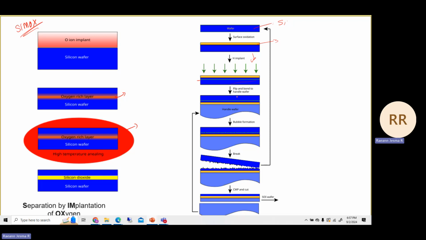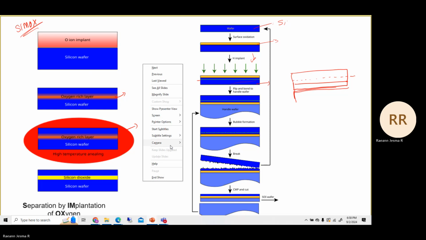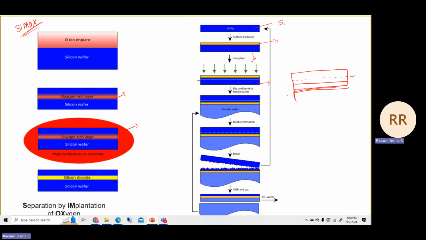Then we flip this wafer, so the thermal oxide layer comes at the bottom. Then we have this small region where we have the hydrogen ion implant. Then we bond it with another silicon wafer. So this is our second wafer, which is also a silicon wafer.